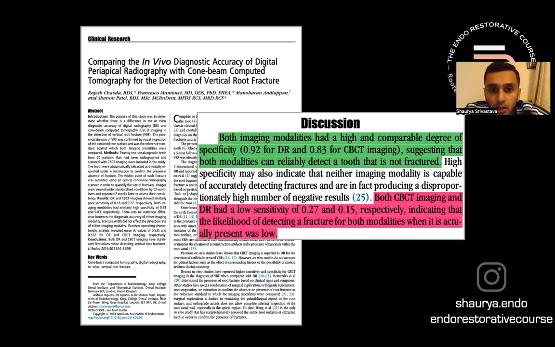This is another study from the JOE, also done by us at King's, showing that CBCT imaging had a low sensitivity, 27% and 15% respectively, in indicating that there is a fracture in a tooth. So your sensitivity, that is to pick up disease, is very, very low when it comes to vertical root fracture on a CBCT. So do not rely heavily on CBCTs to diagnose a fracture, because we just saw some limitations. You cannot visualize them about 70% of the time.